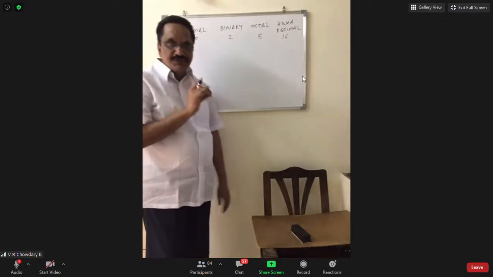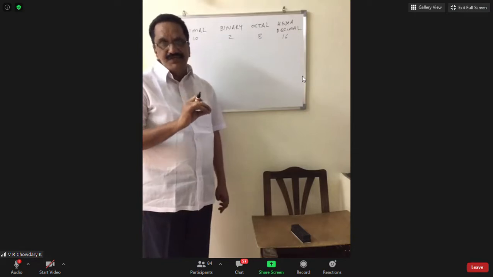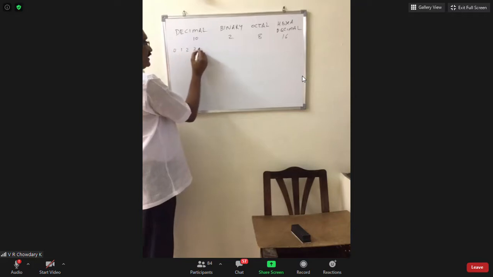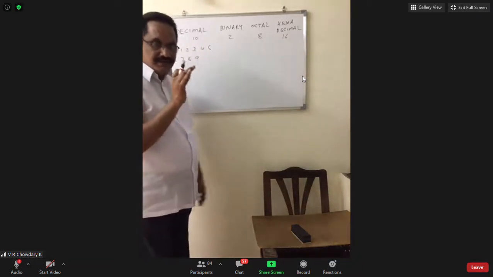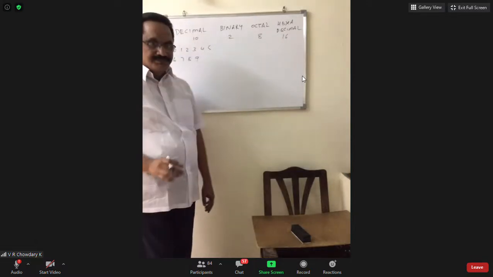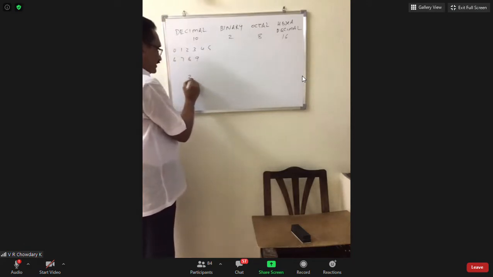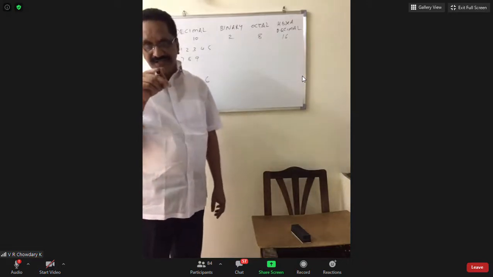The basic symbols used in decimal number system are decimal digits from 0 to 9. That means 0, 1, 2, 3, 4, 5, 6, 7, 8, 9. These are the basic symbols used in the decimal number system. So in decimal number system, 2 quantities are represented by symbol 2. 6 quantities are represented by decimal digit 6.